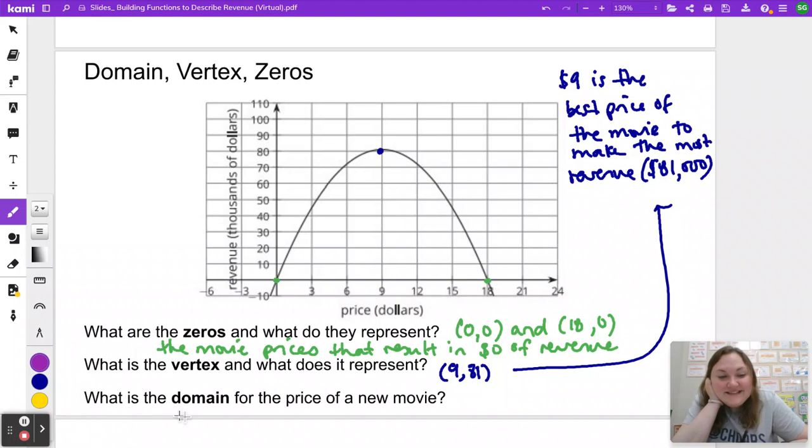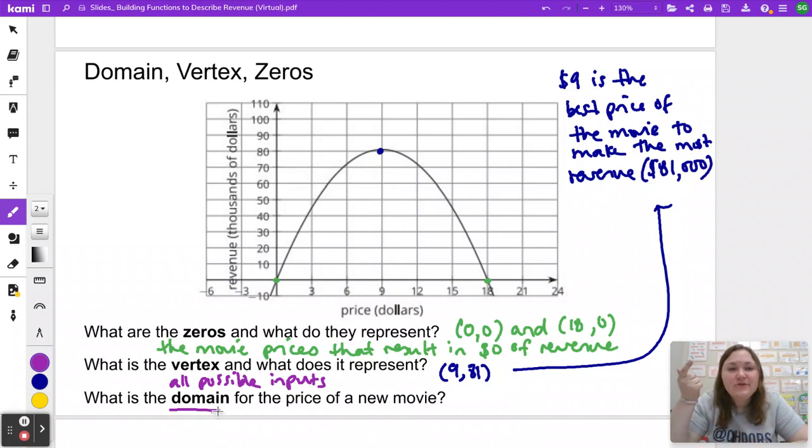This one asks, what is the domain for the price of a new movie? And we had said domain is all possible inputs. And so when you think about this situation, we've got the entire graph here, but we want to think real critically, what type of numbers could our price of the new movie be? When we had talked about domain, we had said you want to think about, is there a minimum number, a maximum number? Do you want only whole numbers, or are you okay with decimals? These are all questions you need to think through to completely describe a domain.